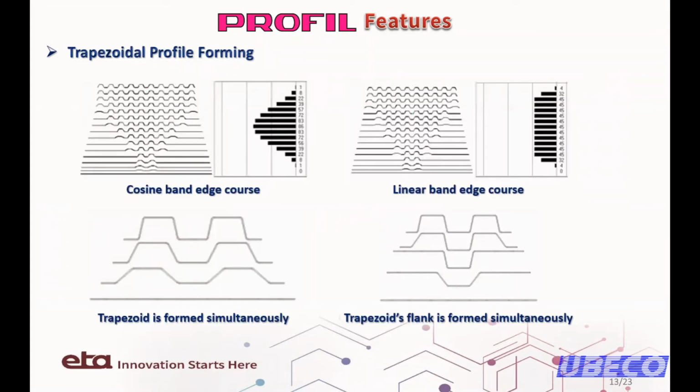The trapezoidal profile forming is also supported in Profil. This feature is widely used for the design of wide sheet metal strips to a trapezoidal profile, such as the roof shingles, the truck bed, and the side frames. There are different design courses that you can choose using these options.